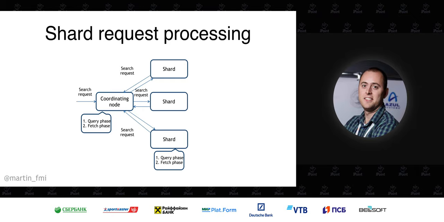And then in the fetch phase, we get the data for all the documents across the shards and return them again to the coordinating node, and from there back to the client that executes the search request. So every search request goes through those two phases: first to query and retrieve the documents that match a query, and then to get the actual data for those documents and return it to the client.